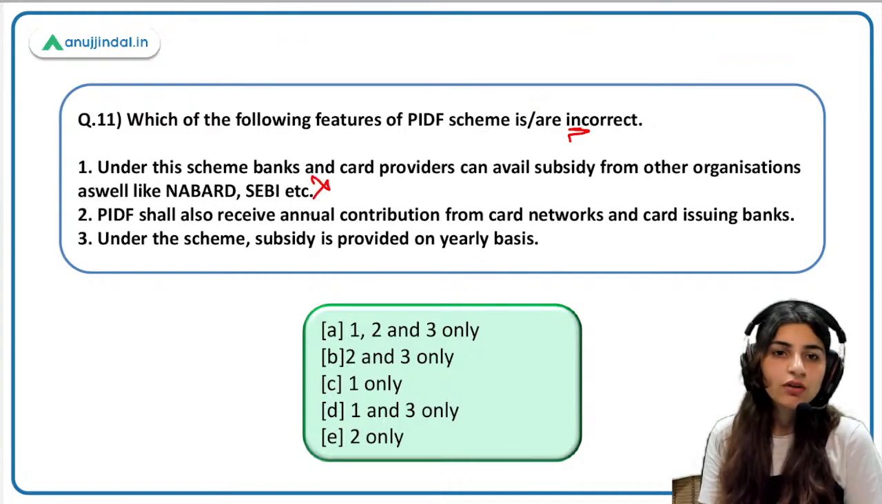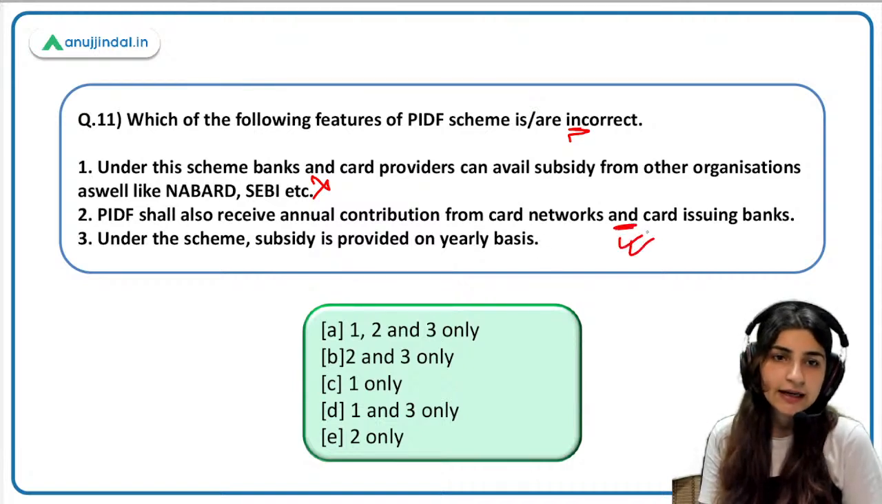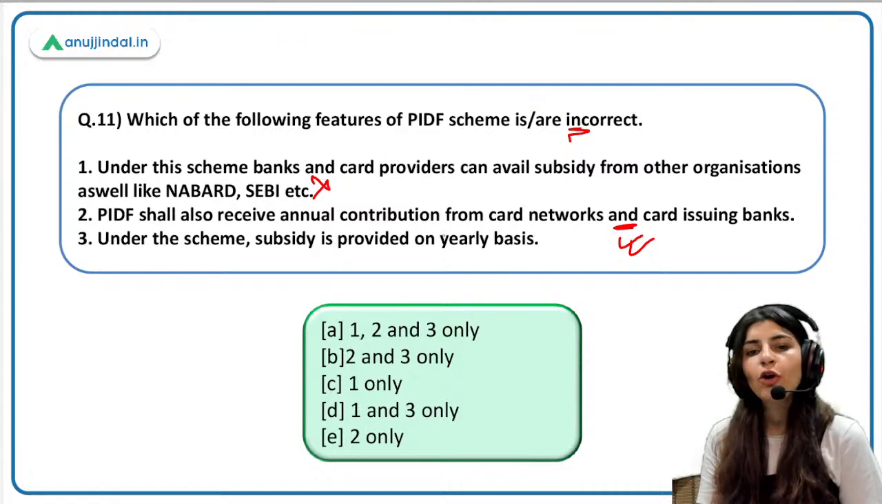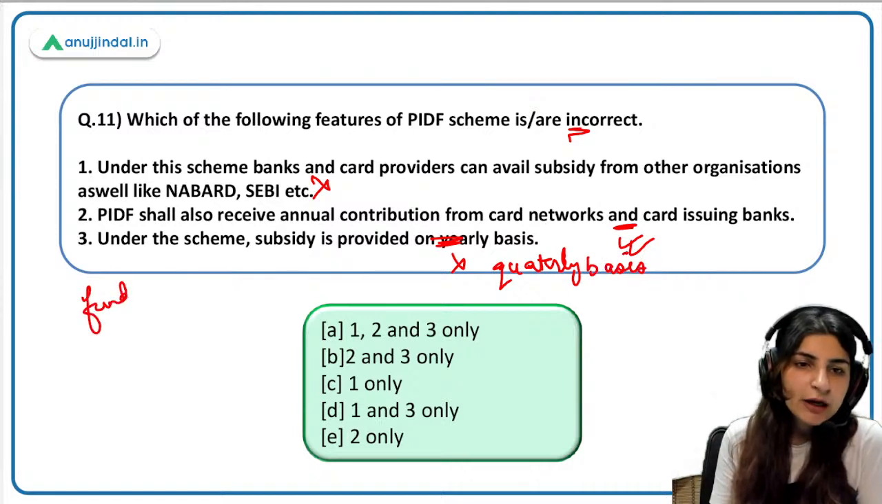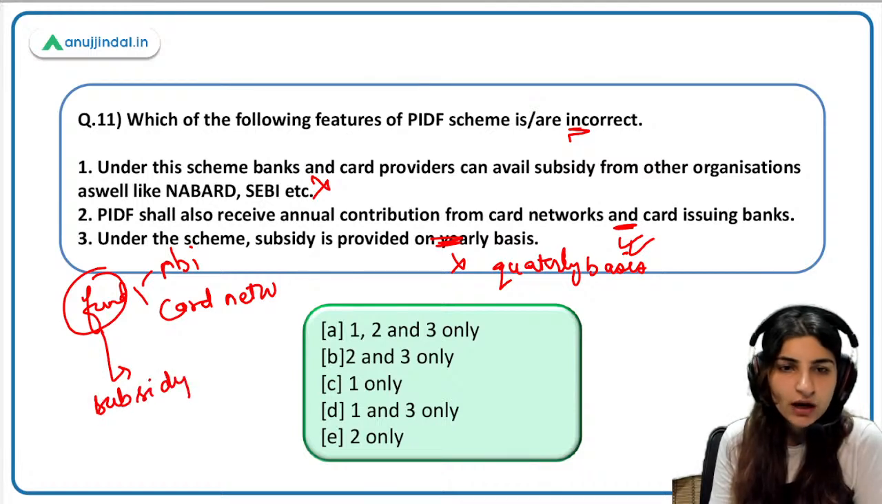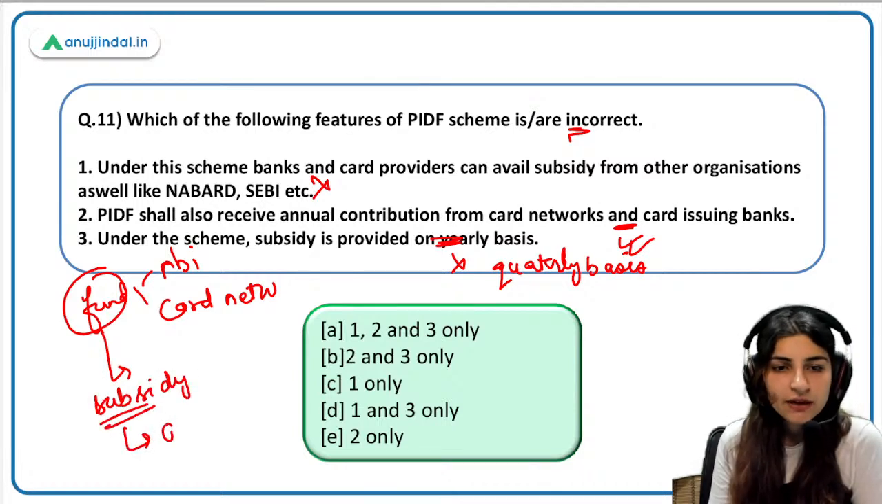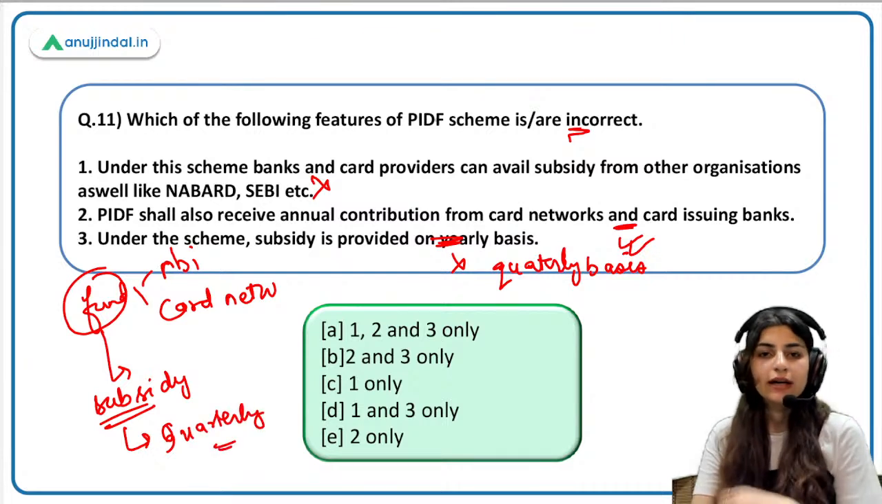PIDF shall also receive annual contribution from card networks and card issuing banks. This is correct. Under the scheme, subsidy is provided on yearly basis. This is incorrect. It is provided on quarterly basis. So, like I said, अब इस fund में contribution होगी by the RBI, by the card network, and further, this fund will be used to provide subsidy to card networks. Now, this subsidy will be provided on quarterly basis.